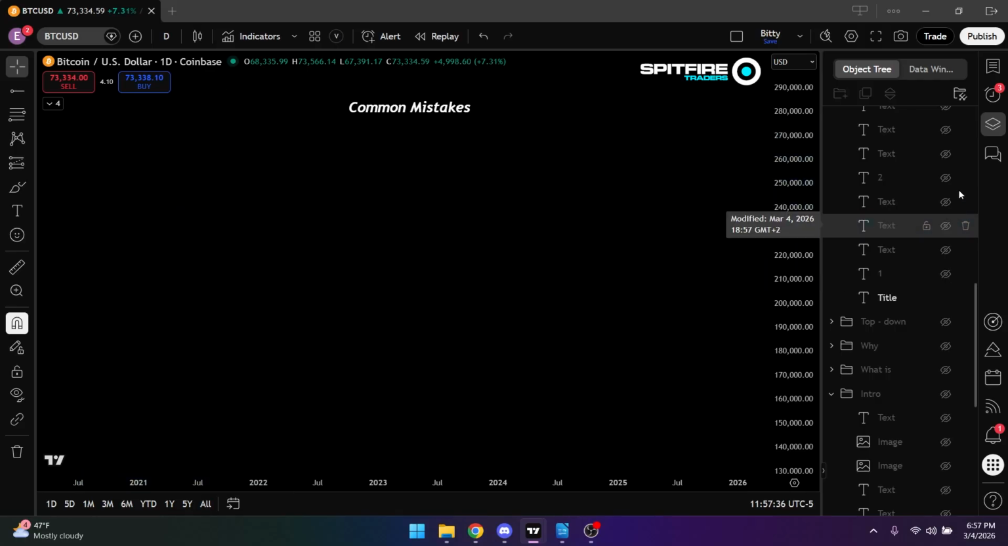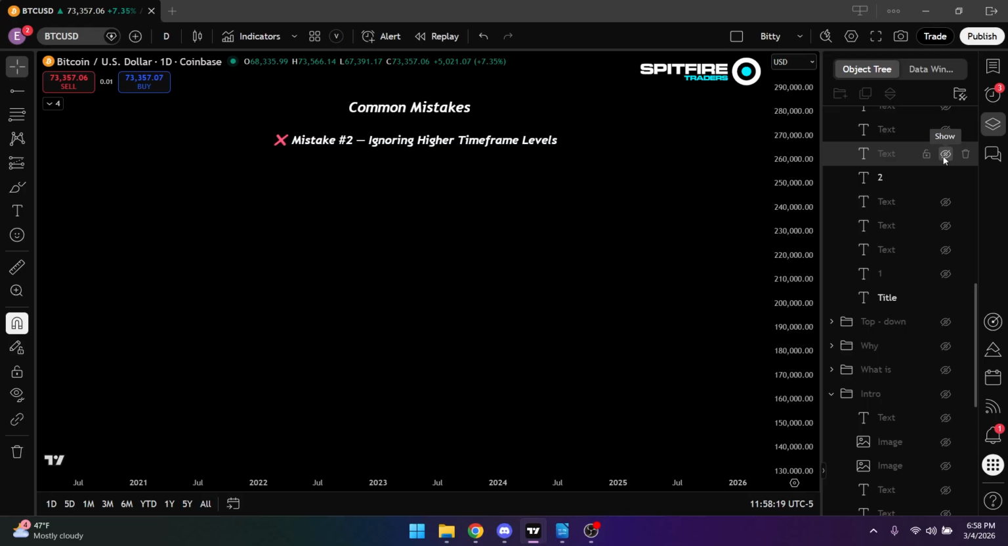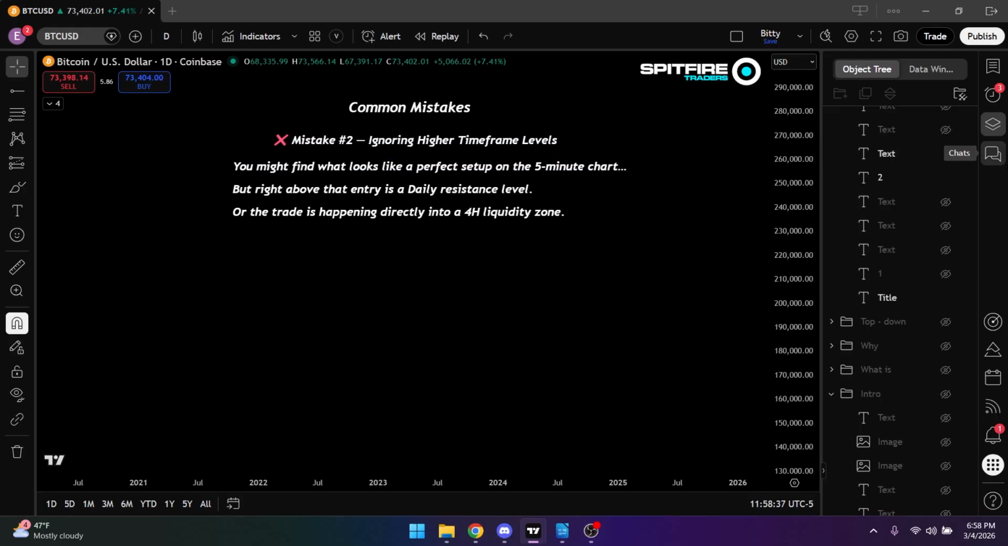Mistake number 2. Another very common mistake is ignoring important levels that exist on higher timeframes. You might find what looks like a perfect setup on the 5-minute chart, but right above that entry is a daily resistance level, or the trade is happening directly into a 4-hour liquidity zone.